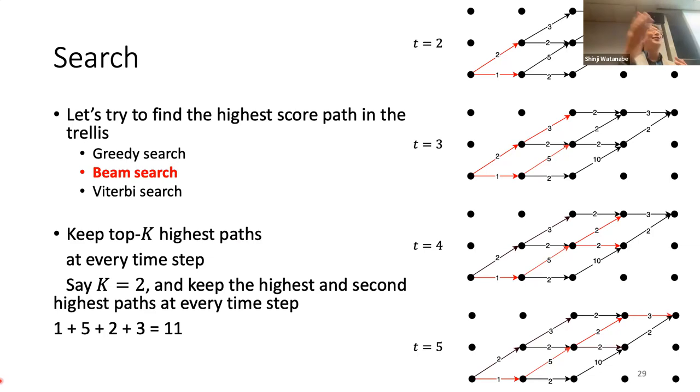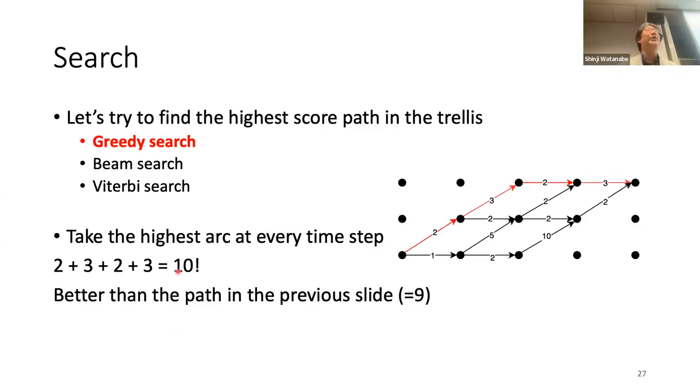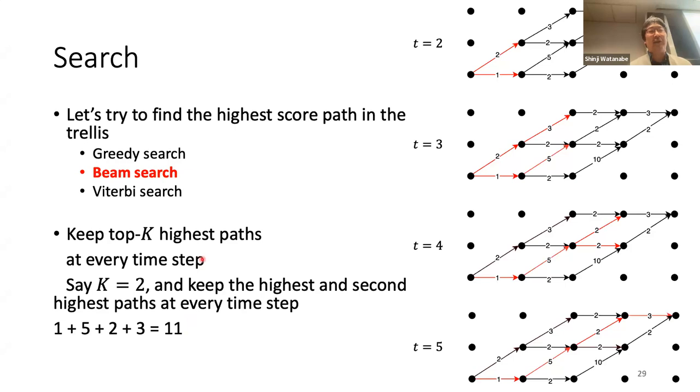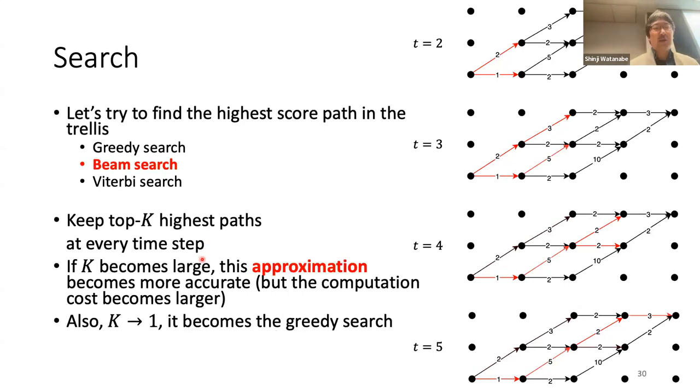Also, k equal to one always goes to the greedy search. So this is one of the search techniques called the beam search. By the way, by doing that, it actually scored 11th, and previously, greedy search was 10. So it turns out that beam search is getting the better performance. So greedy search is not getting the highest score, unfortunately. But this is still an approximation, right? If k is very large, it can be more accurate, but it is still an approximation.